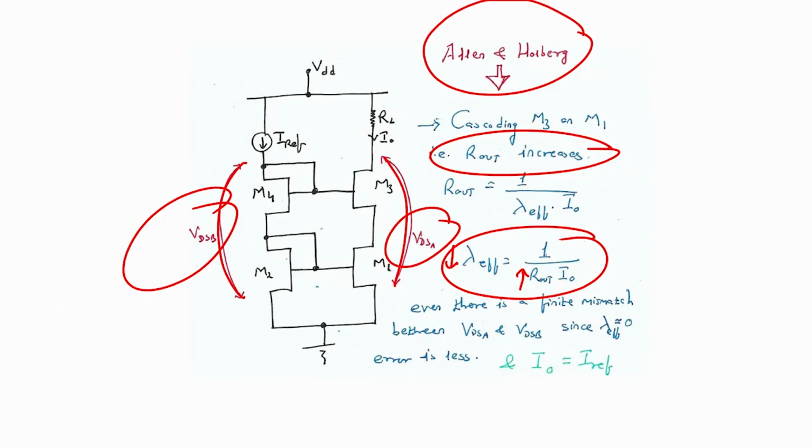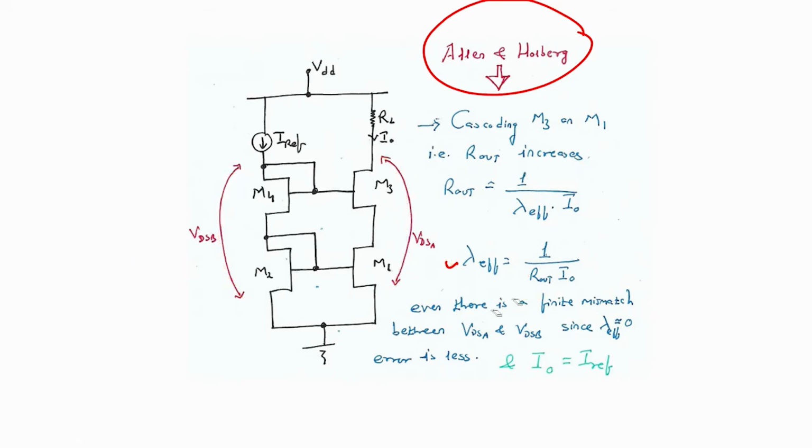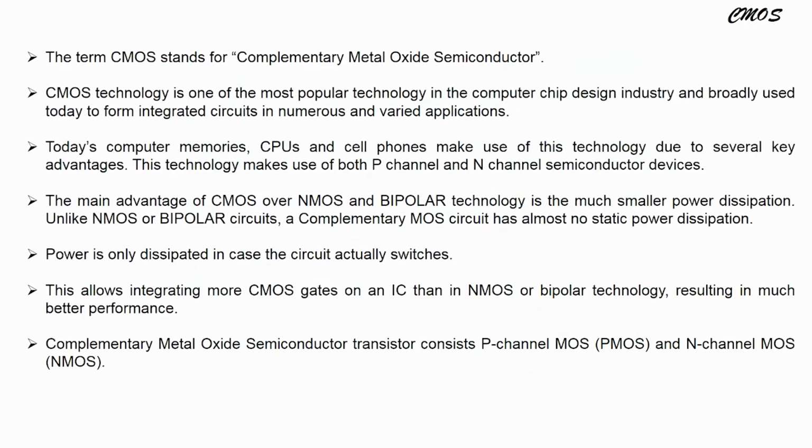So, this is the end of the application of current mirror. I just wanted to show you how you can use a MOSFET for a particular application, that is a current mirror. Let us go to another point, and that is complementary metal oxide semiconductor. We will not go into too much detail, but we will just see how CMOS can be used as an inverter.